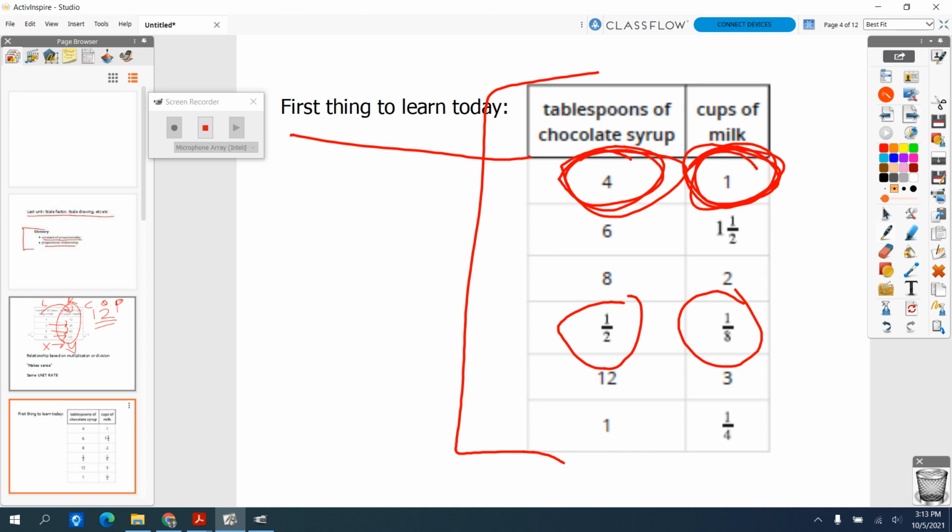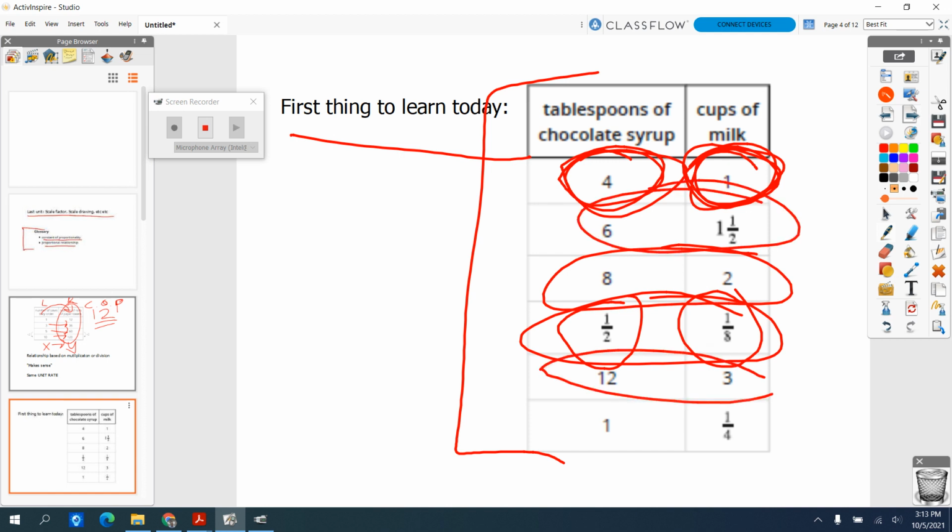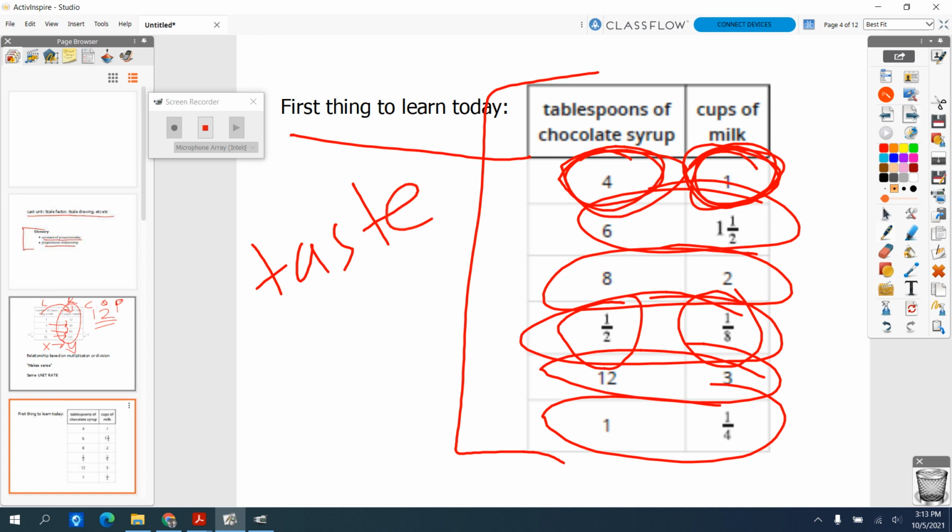But in this case, it would be a very tasty proportional relationship because no matter what row we're in, as long as we're doing the same thing, and as long as this is proportional, even though I'm using different amounts of syrup or milk, all of these are going to taste the same. And the reason they're going to taste the same is because this represents a proportional relationship. I'm not doing different things. I might have more or less of something, but I'm going to be doing the same thing.